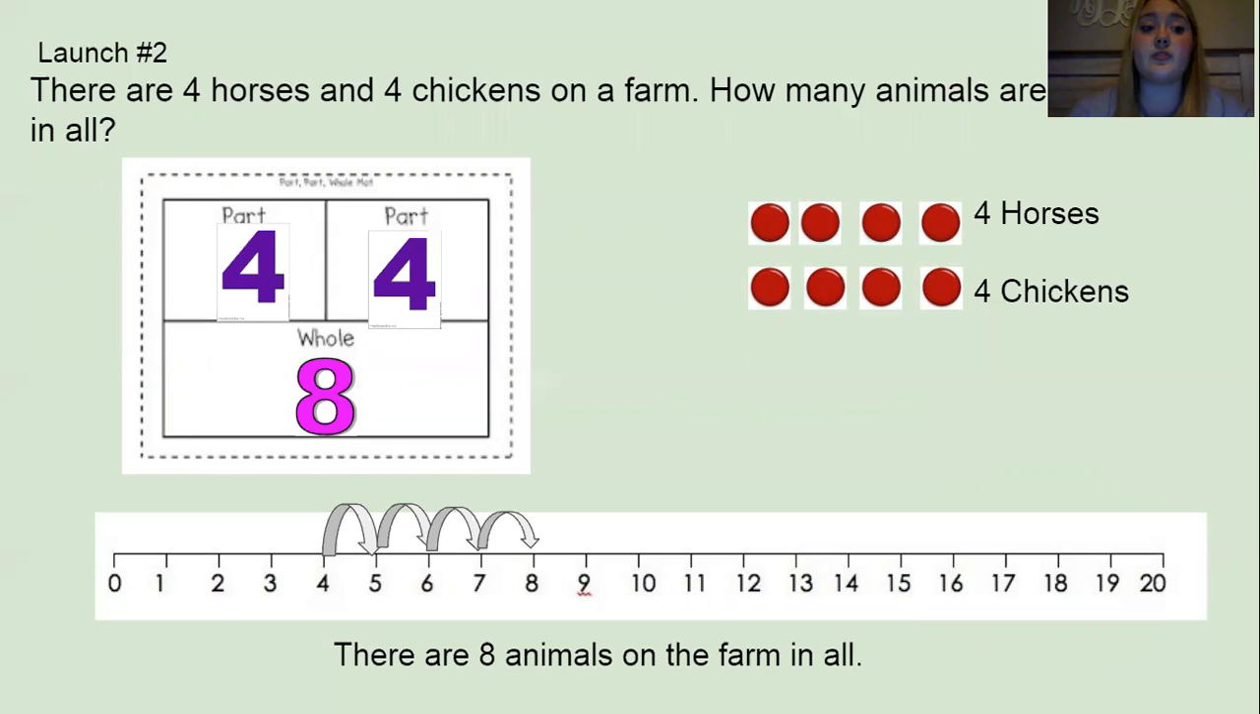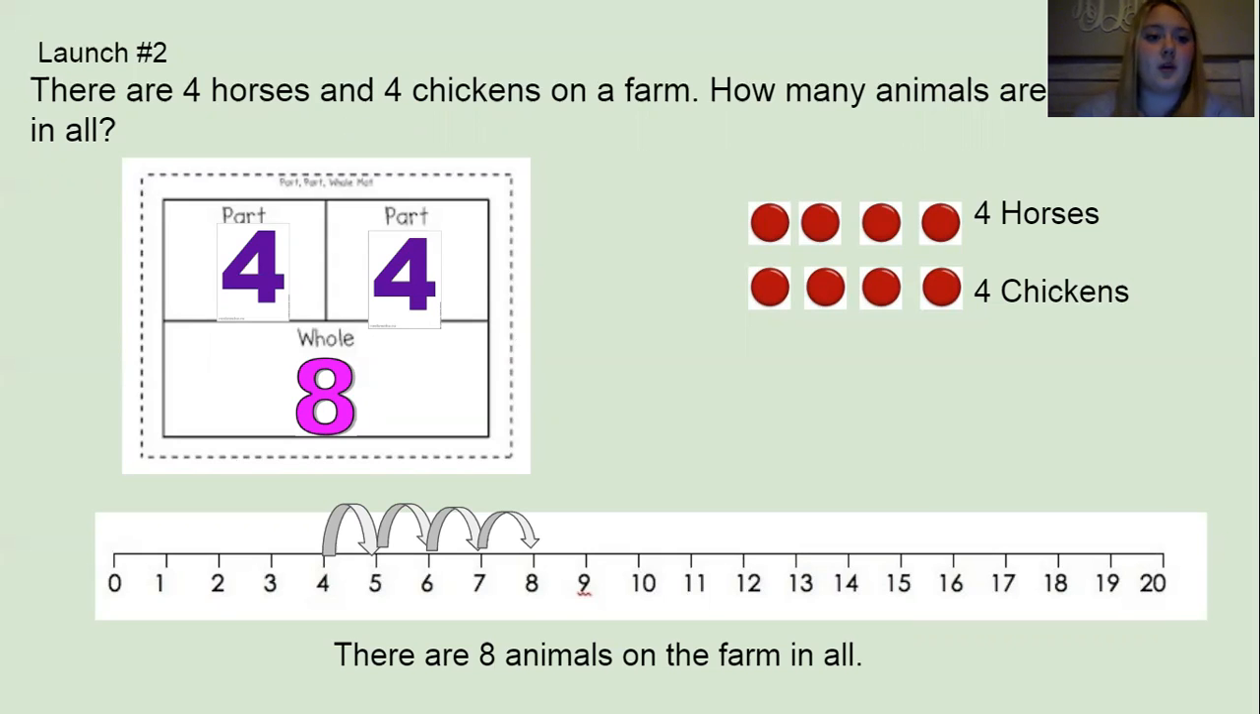So because the question asks, how many animals are on the farm in all, I know that we are adding. So let's look. We see that there are 4 horses and 4 chickens. Those are the 2 numbers that we know. So those are the numbers that we're going to be working with when we solve this problem. So I'm first going to show you how to solve this problem using a part-part whole map. So if you use this strategy, does your part-part whole map look like mine? If it does, great work.